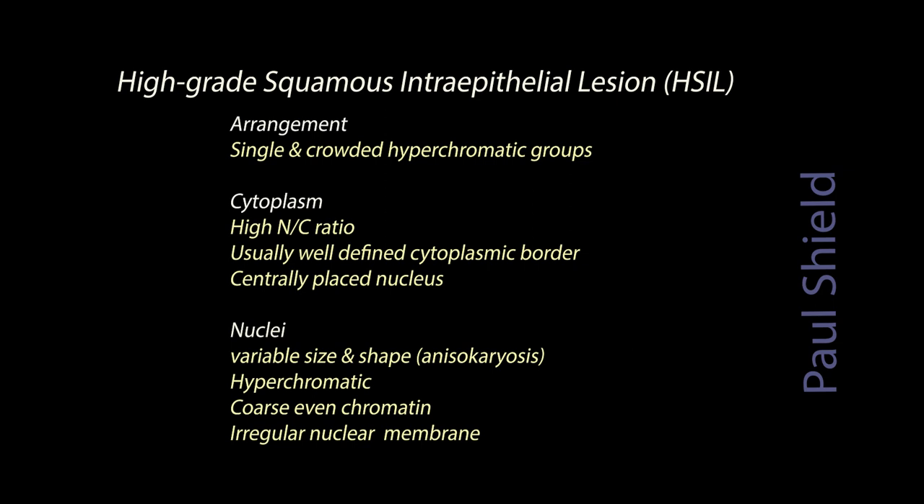So all of these things that we've looked at in squamous intraepithelial lesion are marked in high-grade lesions. That is markedly high NC ratio, markedly hyperchromatic, markedly irregular nuclear membranes, and that's pretty much high-grade cell for you.